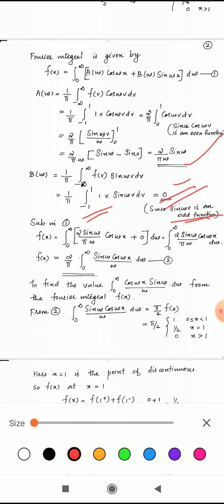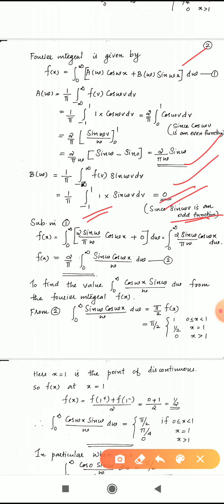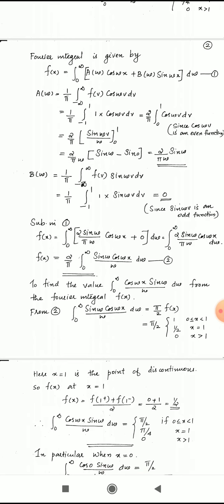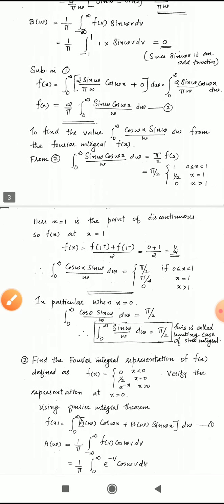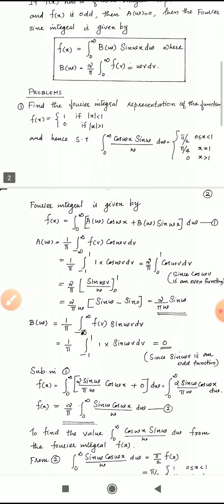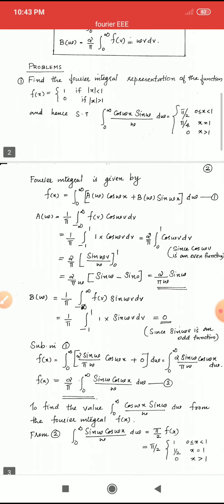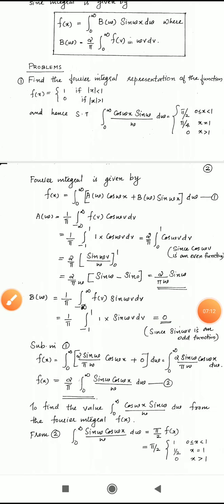Substituting these two values in equation 1, we get f of x is equal to 2 by pi integral 0 to infinity sin omega cos omega x by omega d omega. Next we have to prove that integral 0 to infinity cos omega x sin omega by omega d omega is equal to this function.